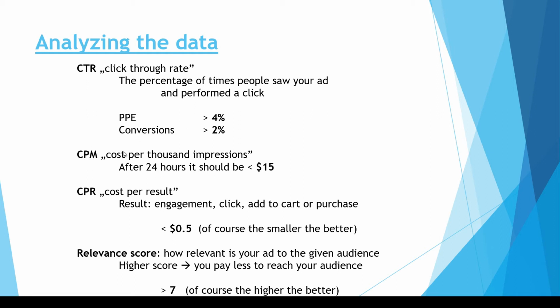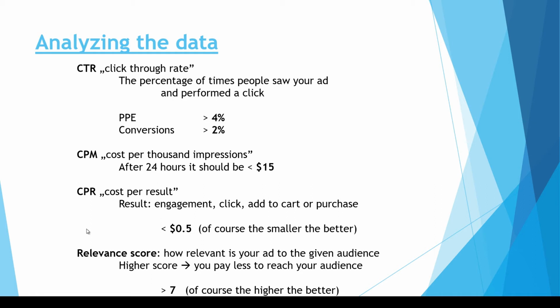What about cost per thousand impressions, CPM? After 24 hours, it should be less than $15. It is a good rule of thumb. What about CPR, the cost per result? Basically, it shows what's the cost of the result. The result can be engagement if you are running a page post engagement, or results can be conversions, website clicks, add to carts and purchases. It should be smaller than $0.5. Of course, the smaller the better.